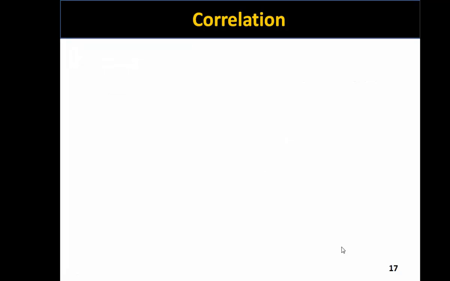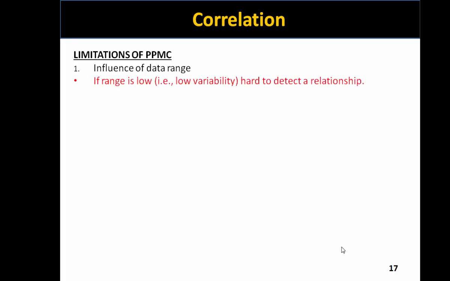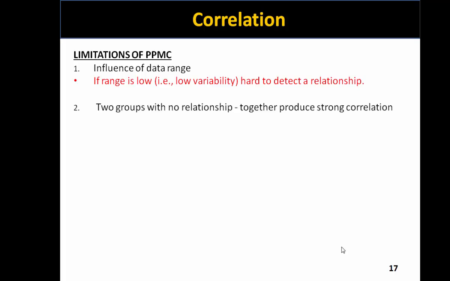Now, there are some inherent limitations of using the Pearson product moment correlation coefficient. The first potential problem in using this approach is that the range of the data could influence the outcome. So if the range of the scores is low, in other words, if the variability is low, it's really going to be difficult to detect a relationship if one truly exists. And so expanding the sample size will be beneficial here to include a larger range of potential scores in order to determine if there is a predictive relationship.